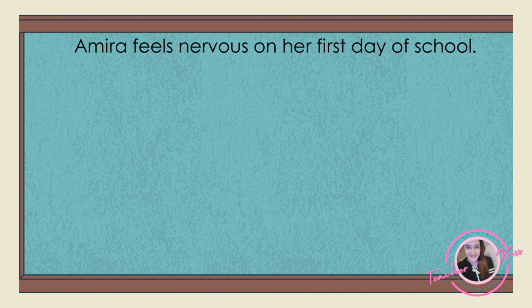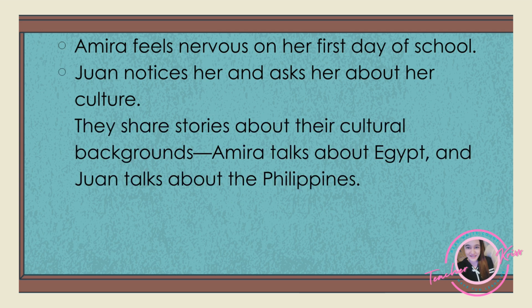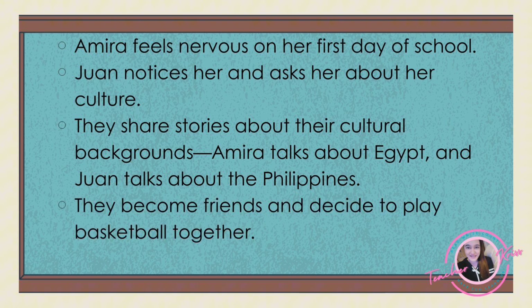Una, Amira feels nervous on her first day of school. Next is Juan notices her and asks her about her culture. And they share stories about their cultural backgrounds. Amira talks about Egypt and Juan talks about the Philippines. And they become friends and decided to play basketball together. As you can see, kapag tinanong ko ang events, so itukwento nyo or isa-summarize nyo kung ano ba yung una, pangalawa, pangatlo, at panghuling nangyari sa story.